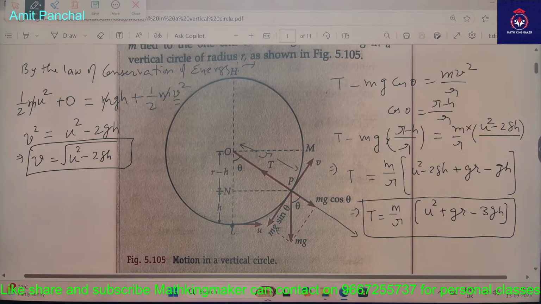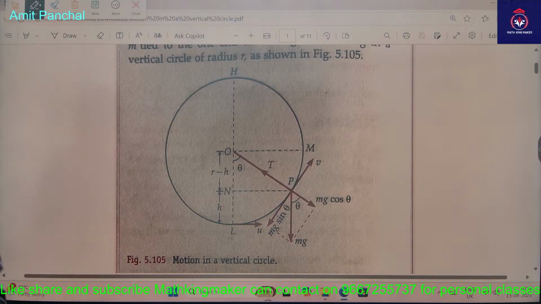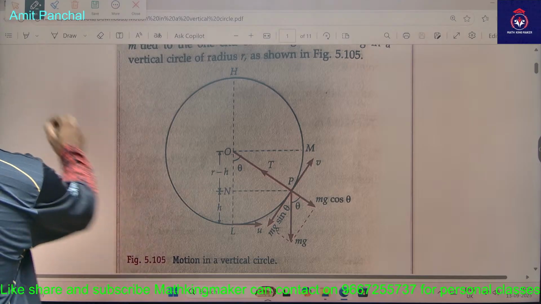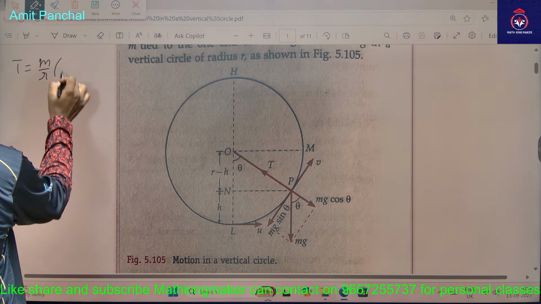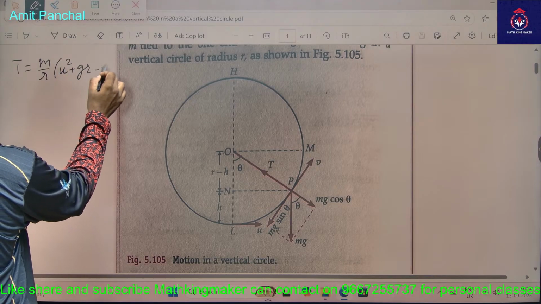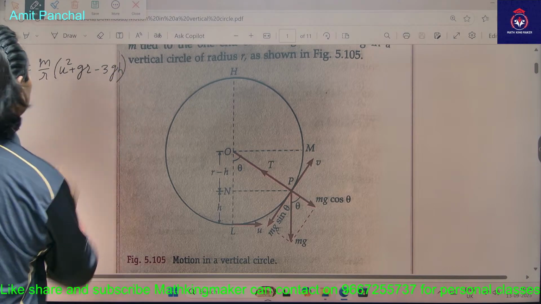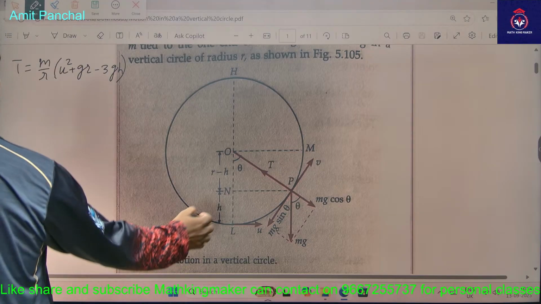Okay, so we are going to discuss now what will be the tension at the top and what will be the tension at the bottom. So the formula is T equal to m by r (u square plus gr minus 3gh). That was the formula for tension at any moment. So tension at L, L means at the lowest point.